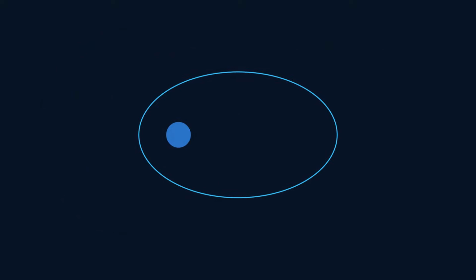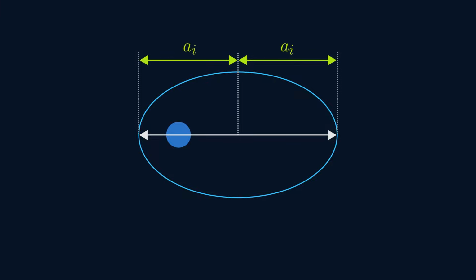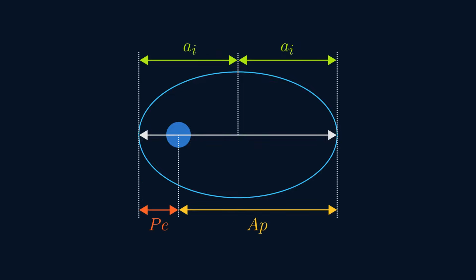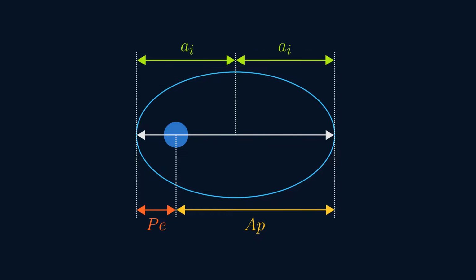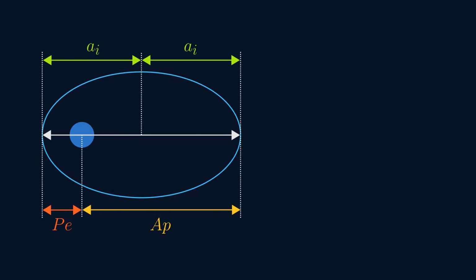The major axis of an ellipse is the longest distance between any two points on the ellipse, so it is this span here. And as you can see, the major axis is just equal to 2 times the semi-major axis. Also, the major axis is equal to the perigee plus the apogee. We know the semi-major axis and the apogee, so we can find the perigee. And we find a perigee of 5,803 kilometers.